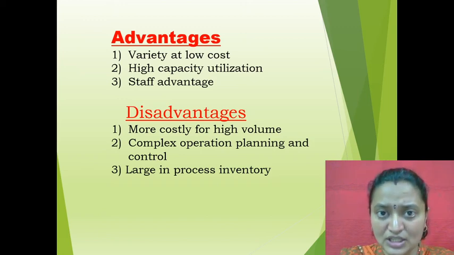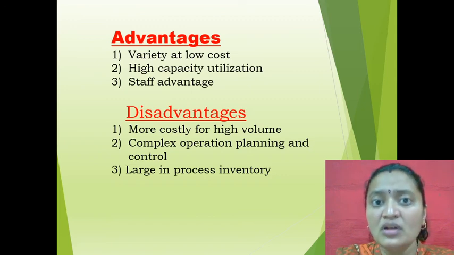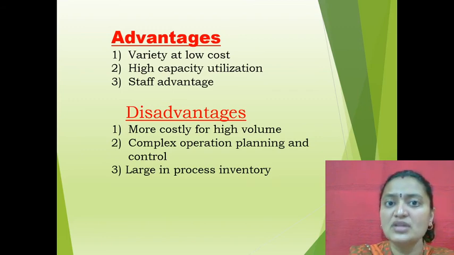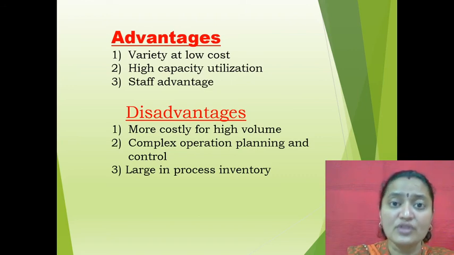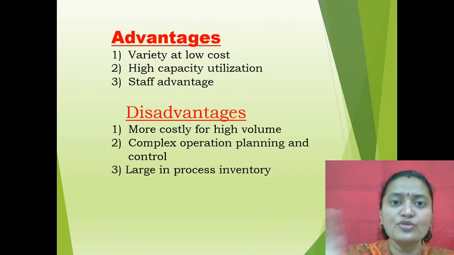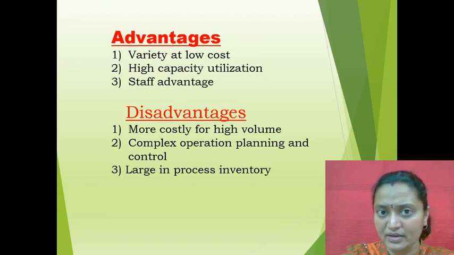Then staff advantage. Here the workers will be allocated different tasks, or different work or responsibility will be given to the workers. So the responsibility will be increased. Everyone will not be given the same task, or the same similar kind of work. Now for example, if you want to manufacture one product, 3 processes will be there, that is process 1, process 2 and process 3.